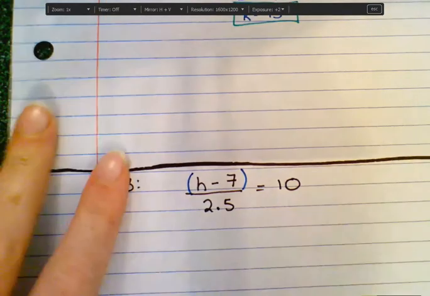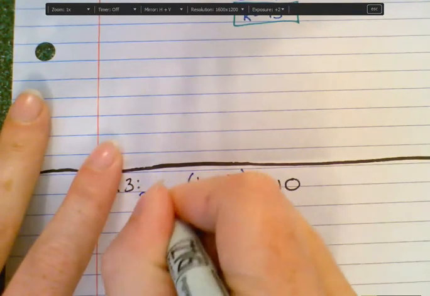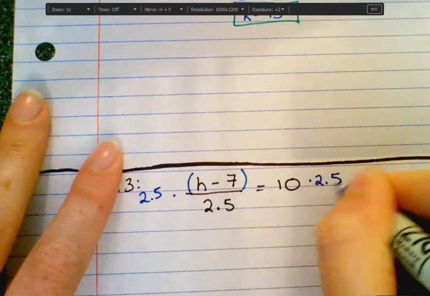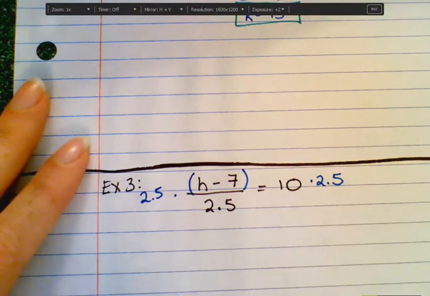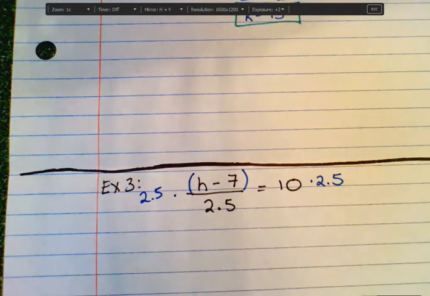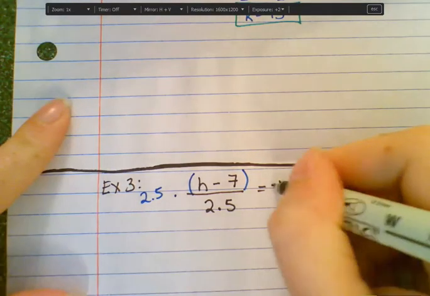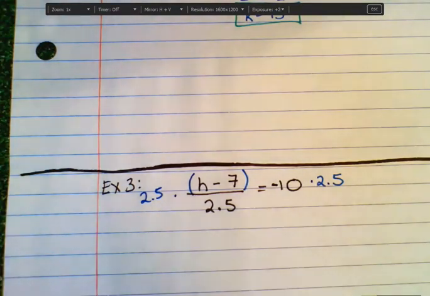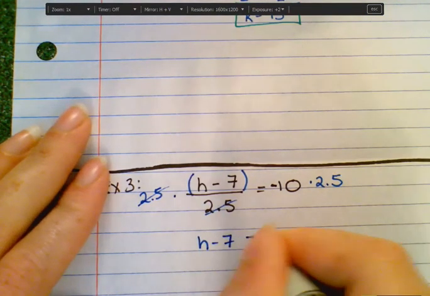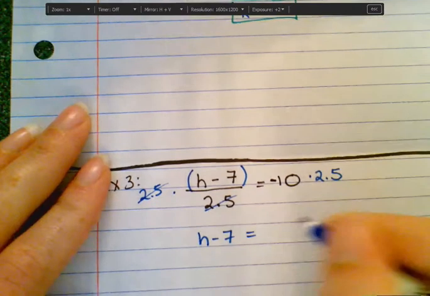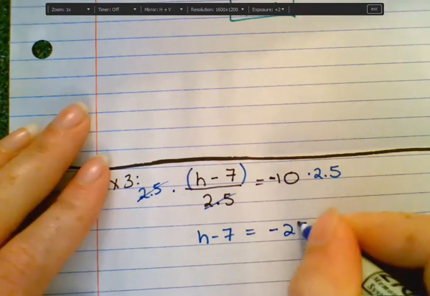Yep, you're right. We're going to want to get rid of the 2.5. What I do to one side, I need to do to the other side. Oh, and I'm sorry, guys. Can you add in, I know I'm making this more complicated, a negative 10 here, sorry. So what's going to end up happening is the 2.5s on the left get crossed out. We have h minus 7, and negative 10 times 2.5 is going to be negative 25.